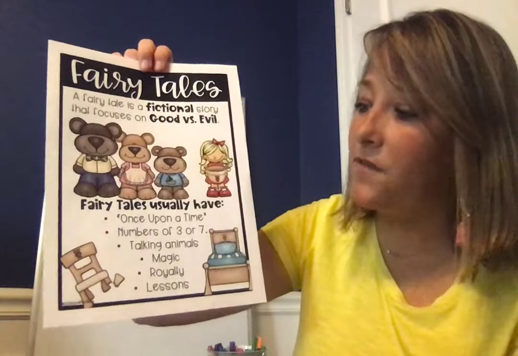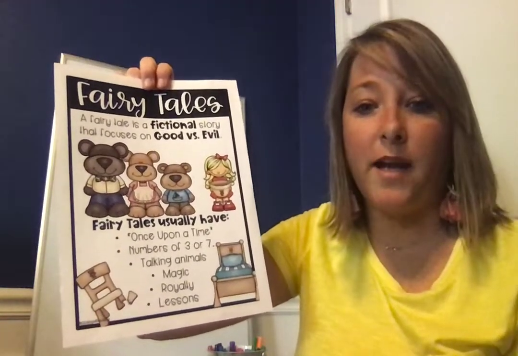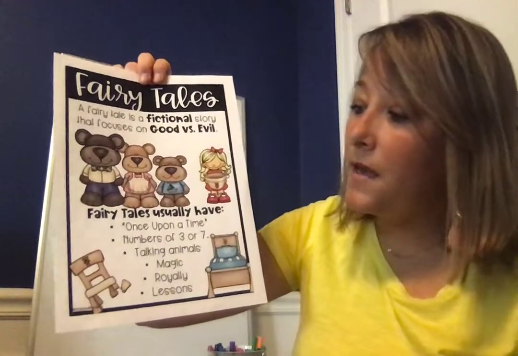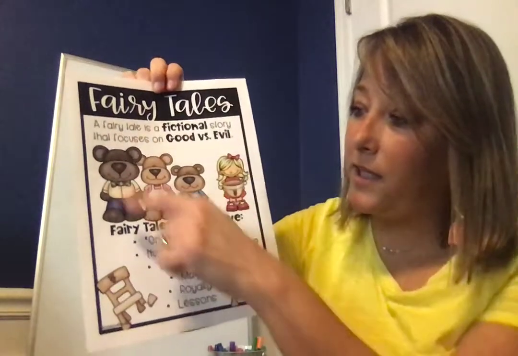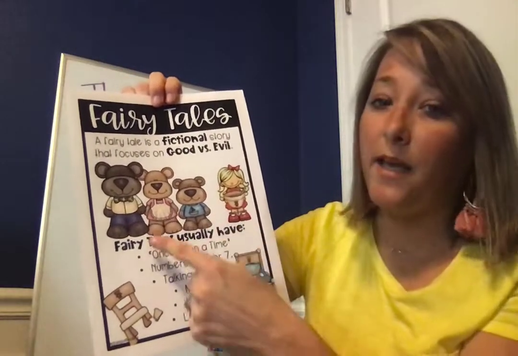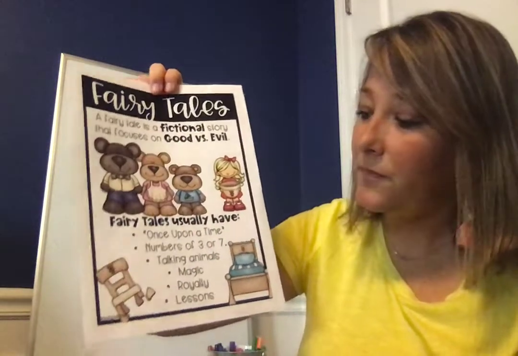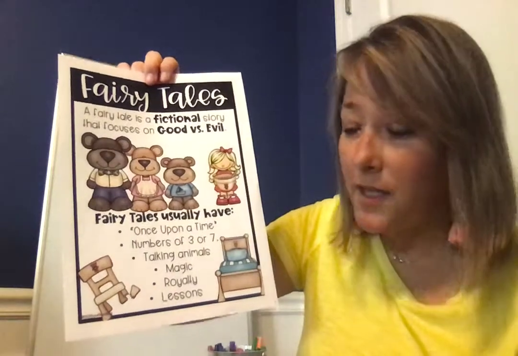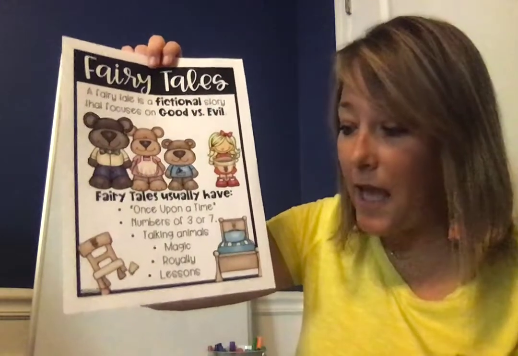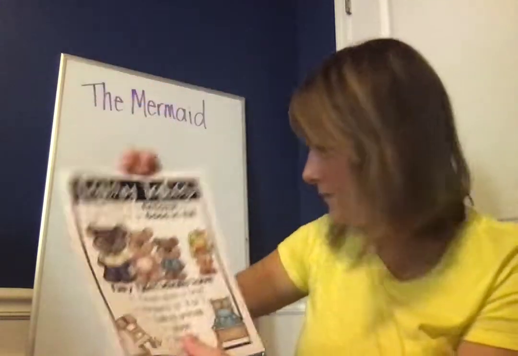A lot of times, fairy tales might start with the phrase, once upon a time. You may see numbers of 3 or 7. Like looking at this picture, we have Goldilocks and the 3 little bears. The animals will be talking. There may be some magic, some royalty, and they teach a lesson.